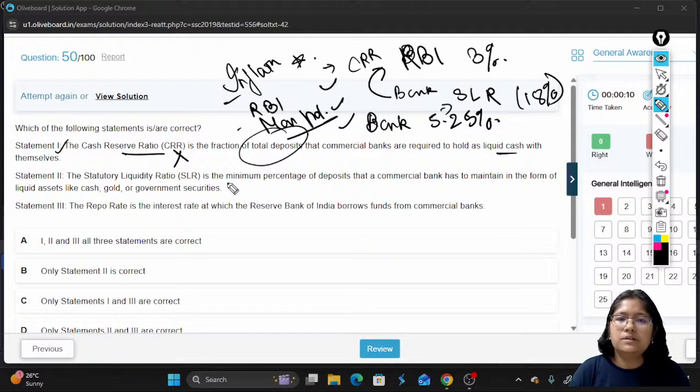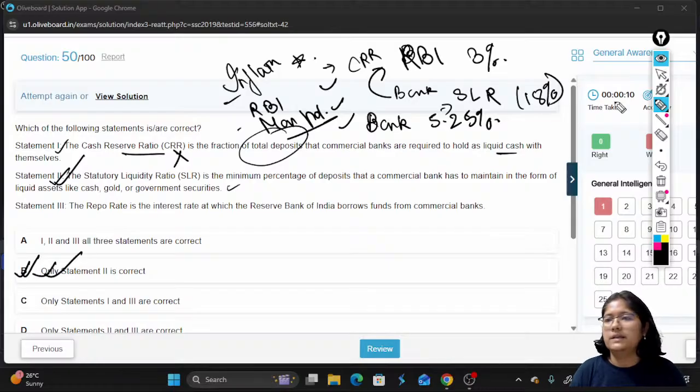The statutory liquidity ratio, SLR, is the minimum percentage of deposits that commercial banks have to maintain in the form of liquid assets like gold, cash, or government securities with themselves, right? So this statement is correct. Repo rate is the interest rate at which the Reserve Bank of India lends funds to commercial banks, that is the repo rate, or reverse repo rate. Okay, so here only statement 2 is correct. So only statement 2 is correct. So B is the correct answer.